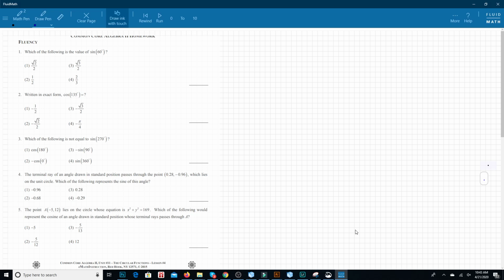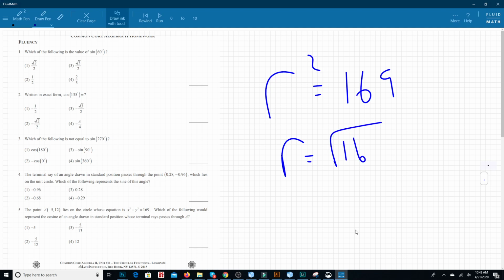Again, the standard formula for any circle is x squared plus y squared equals r squared. In this case, the r squared value is 169, so r equals the square root of 169, which we all know is 13. They say point A is negative 5 and 12, right?